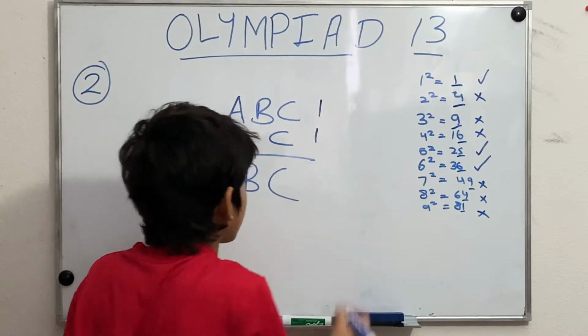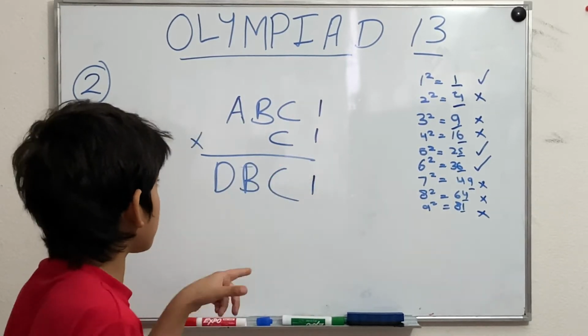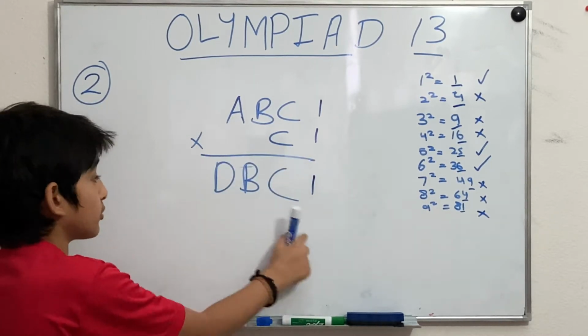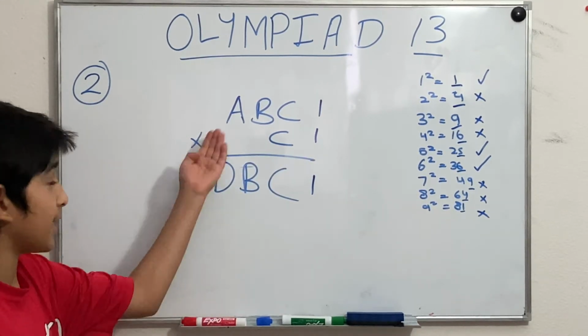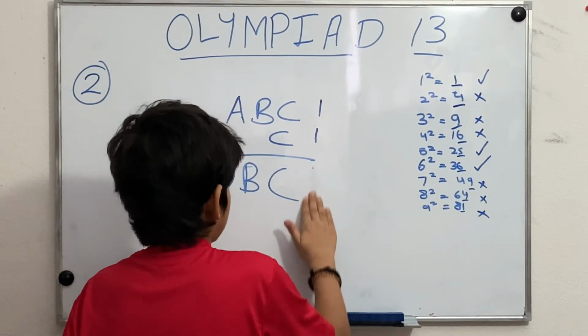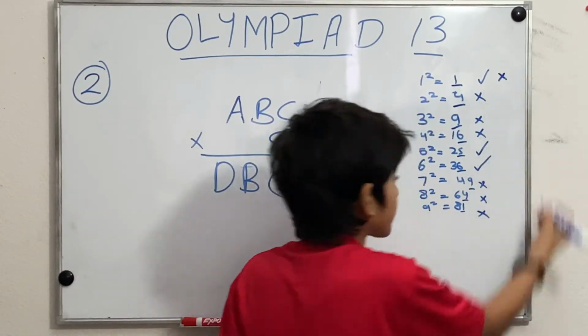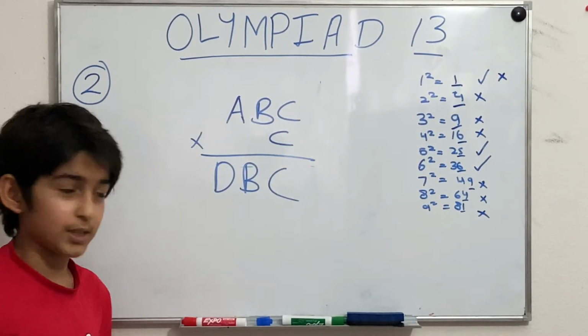So if this was 1 and 1, 1 times 1 is equal to 1. But 1 multiplied by ABC can never equal DBC because D and A have to be different. So 1 doesn't work. So even though it's checked, the next thing we'll write is X because it doesn't work.